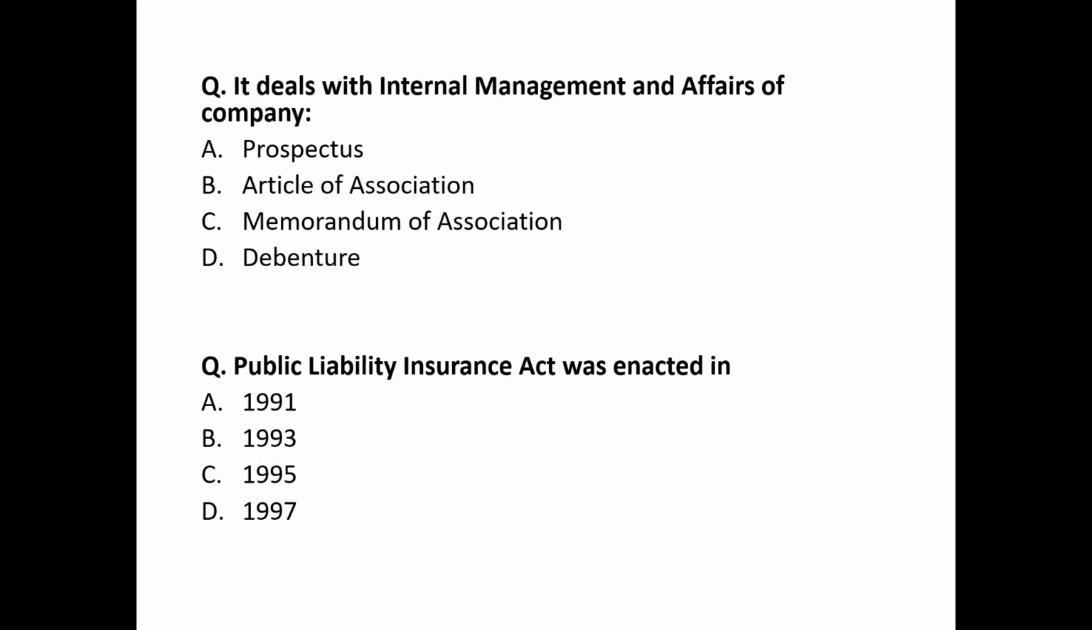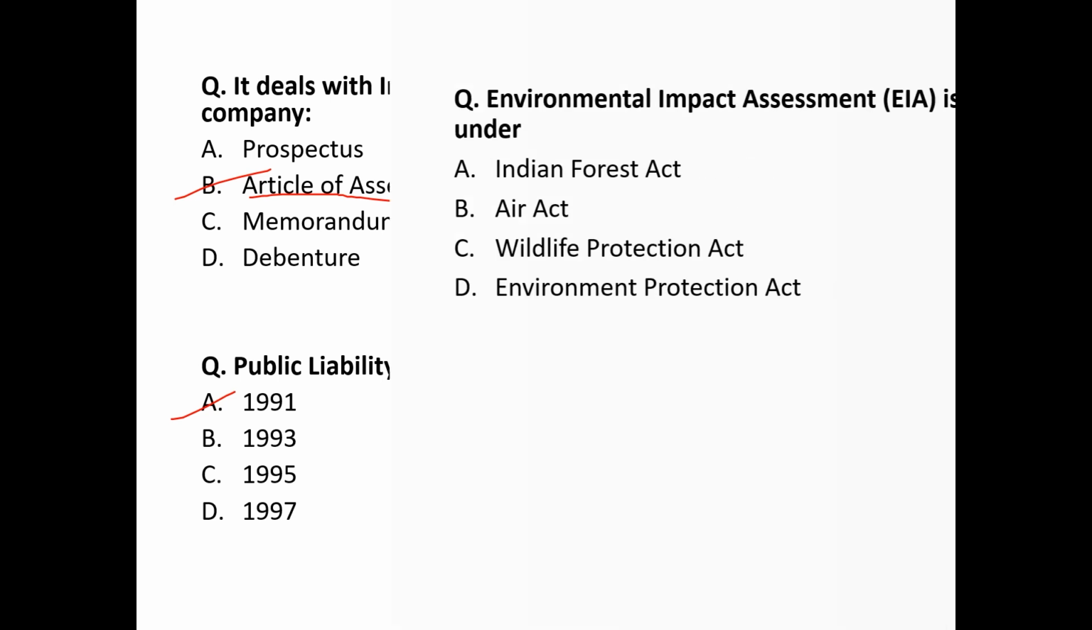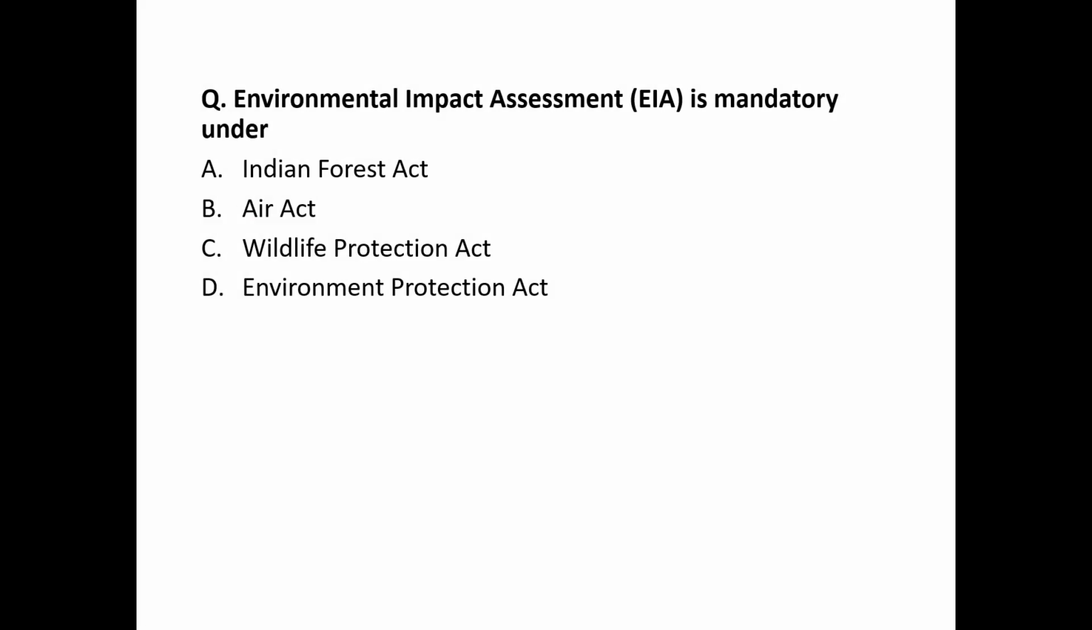Next question. It deals with the internal management and affairs of a company. It's option B, Articles of Association. Next question. The Public Liability Insurance Act was enacted in 1991, option A. Next question. Environmental impact assessment is mandatory under the Environment Protection Act, option D. This was the last question of this video.